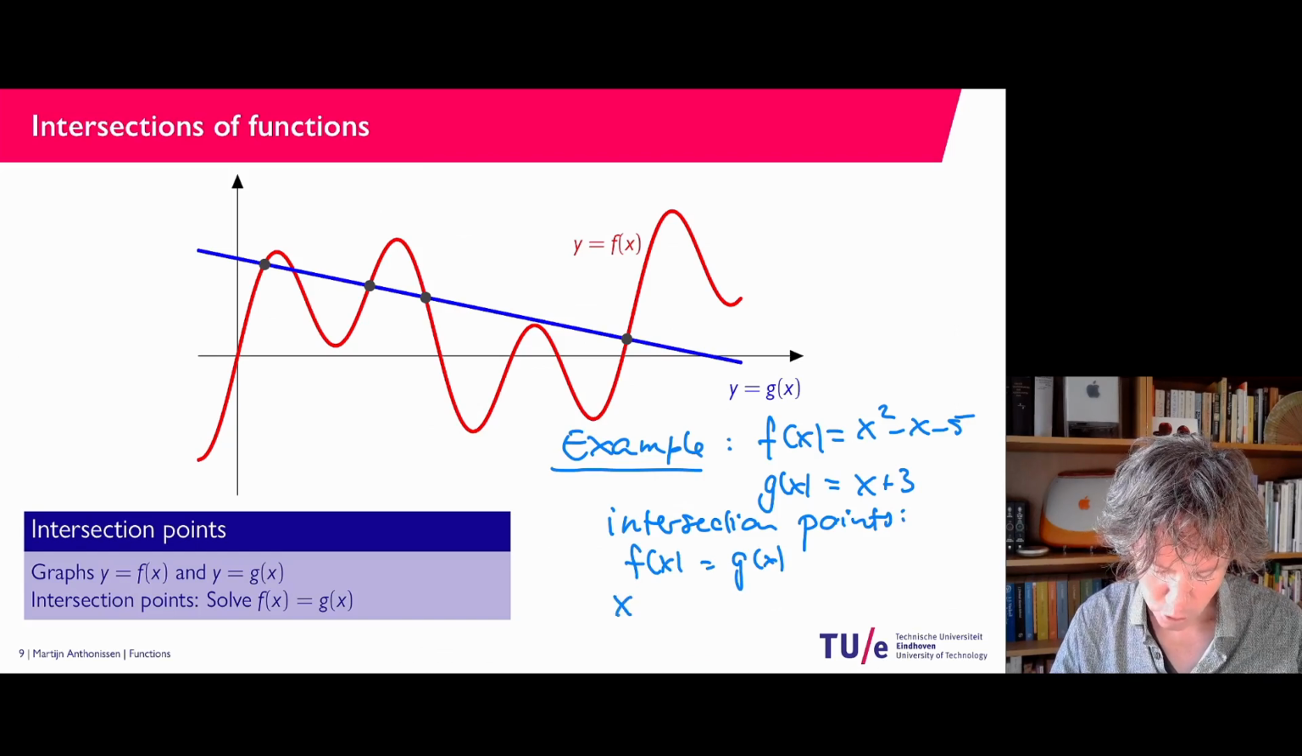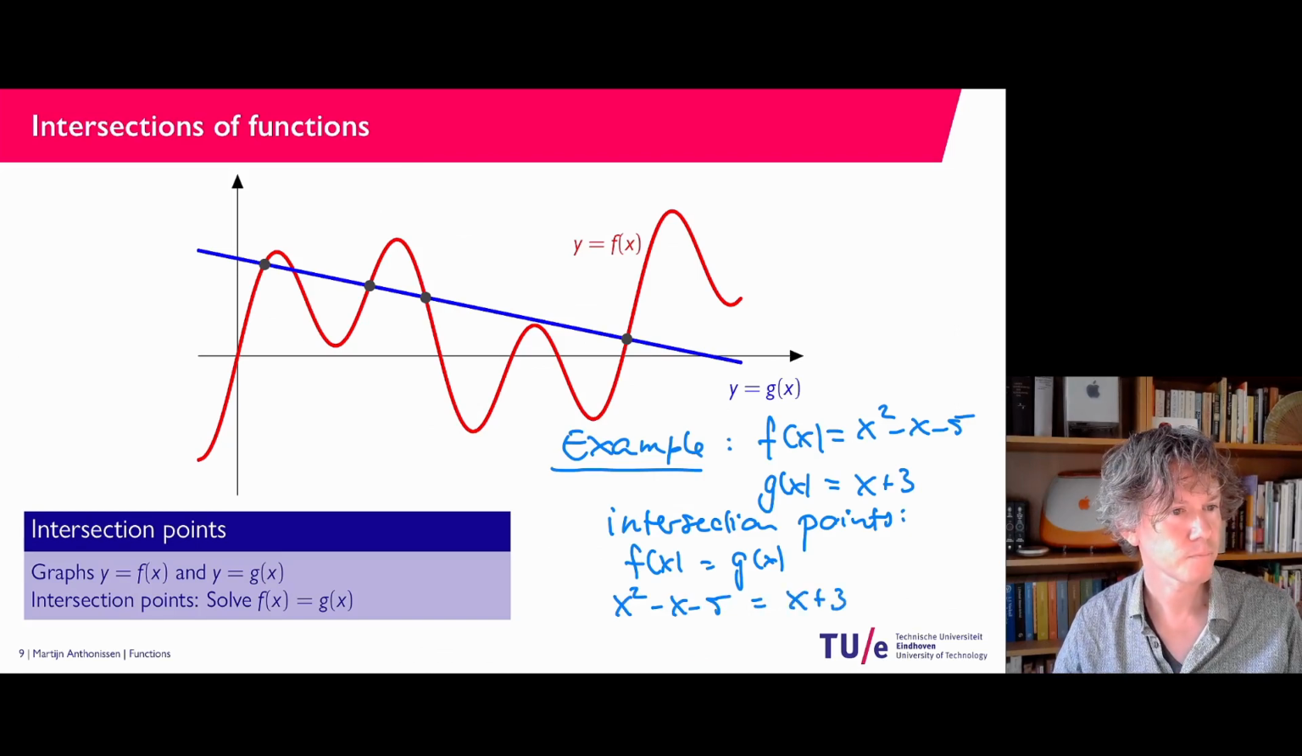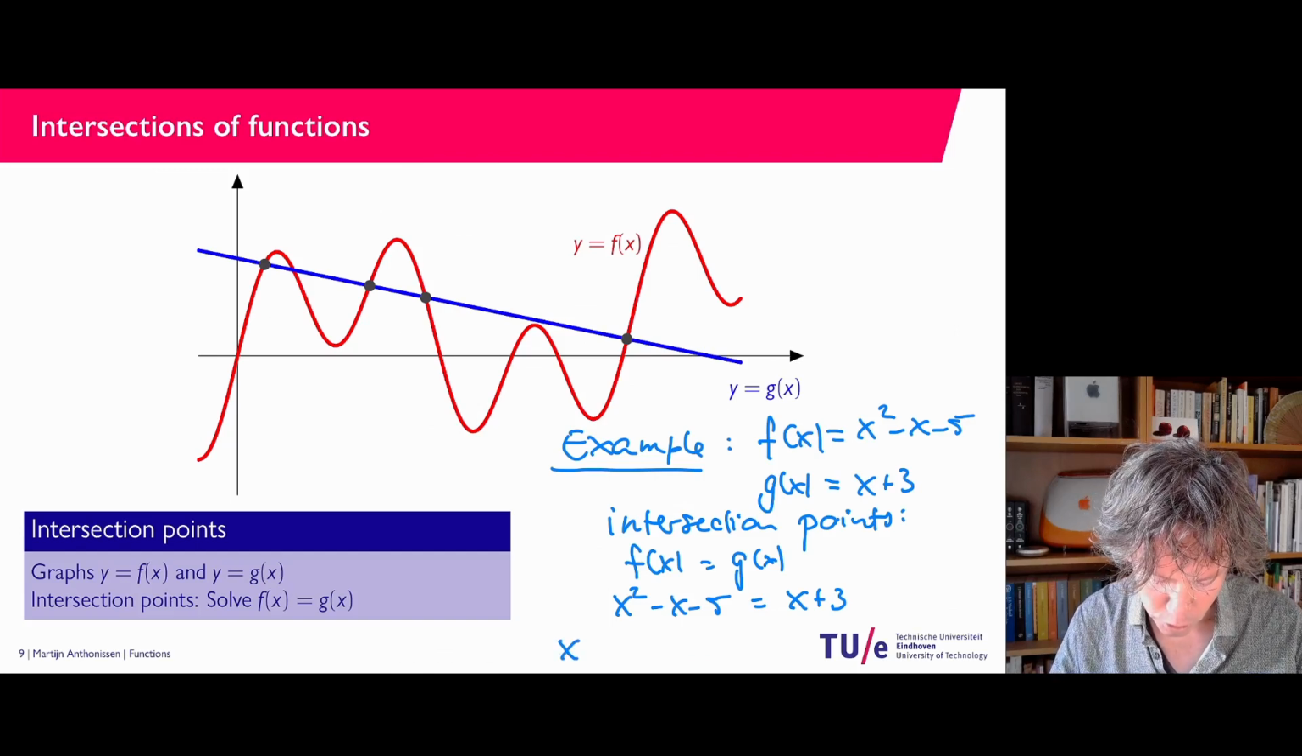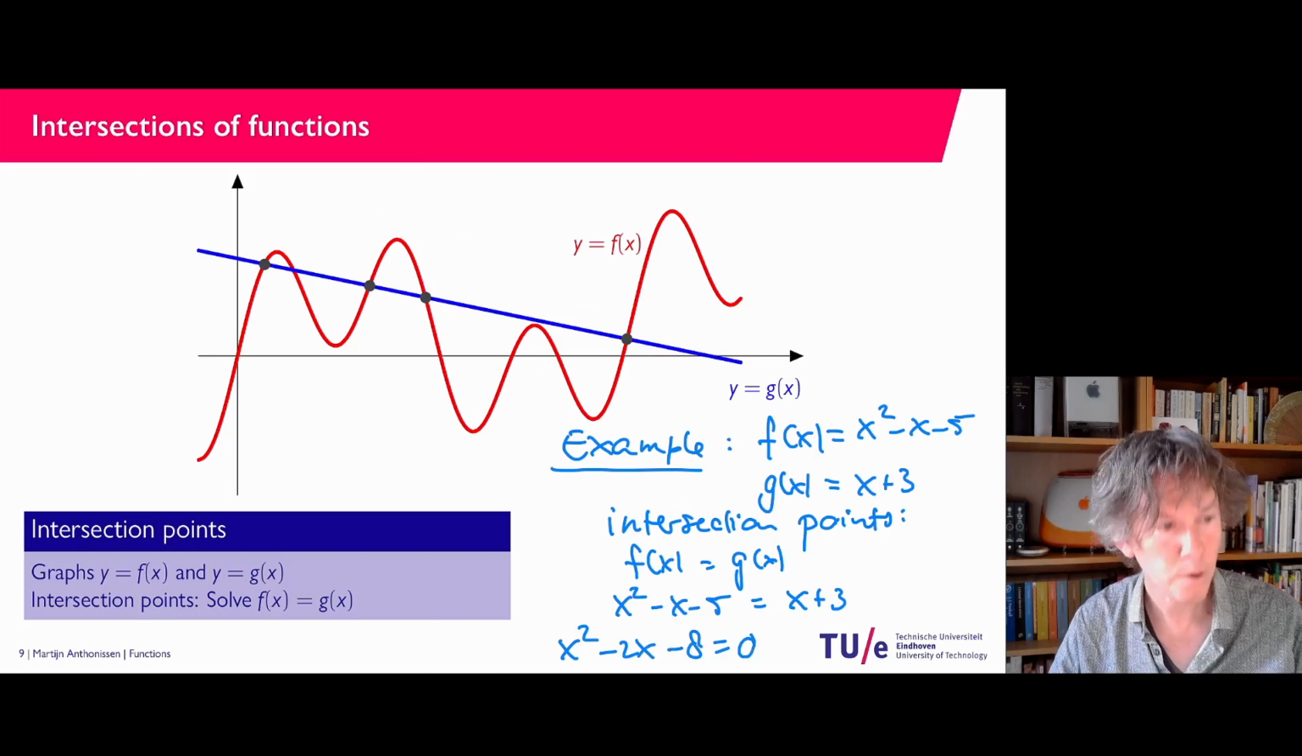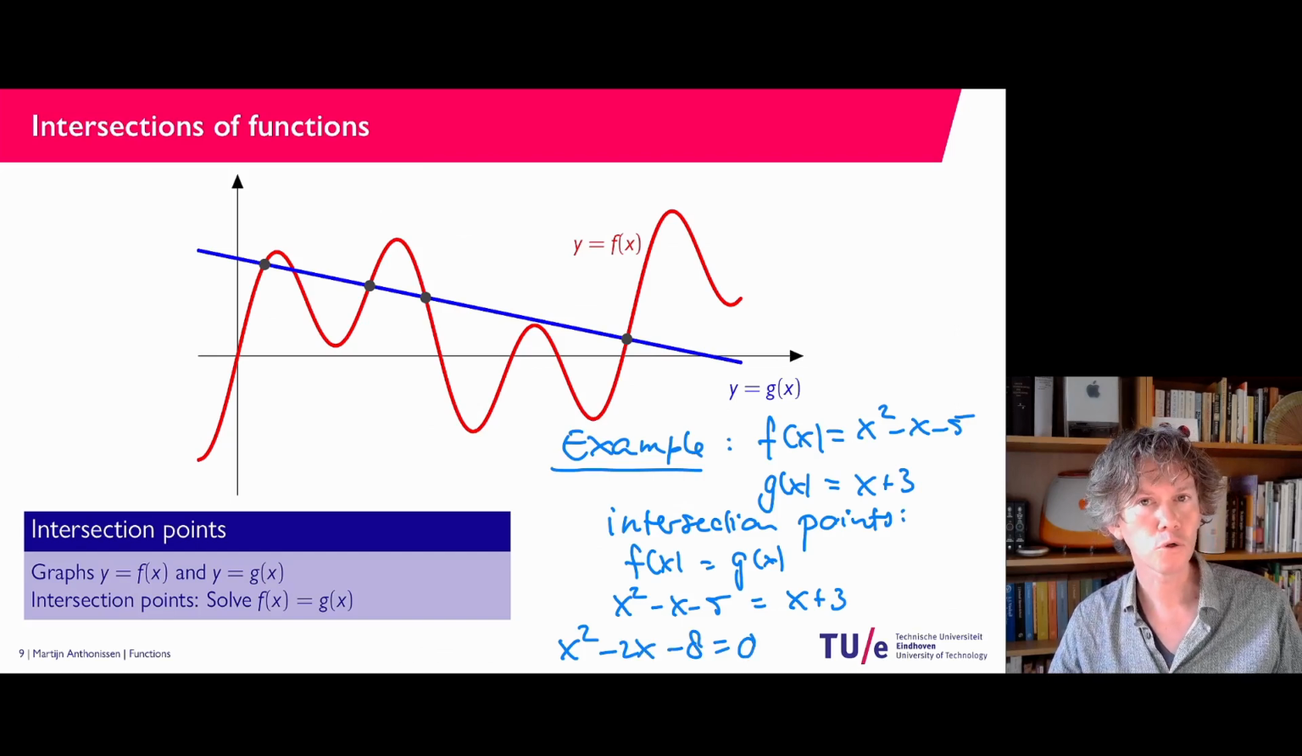So we have x squared minus x minus 5 equals x plus 3. And together that gives x squared minus 2x minus 8 equals 0. And then if you do one more step, you will find, I'm not going to put it here because there is no space anymore, that for x equals 4 and x equals minus 2, they intersect. So that's how you can do these types of problems.